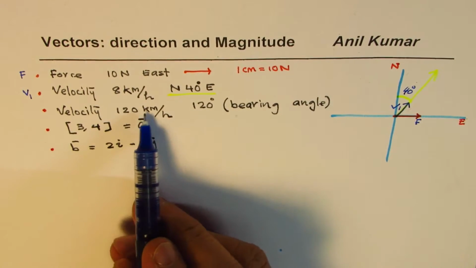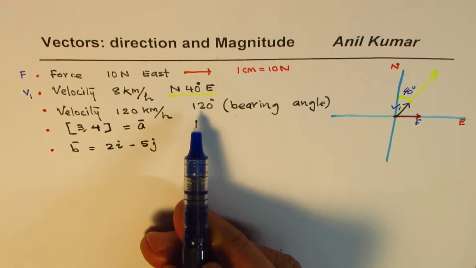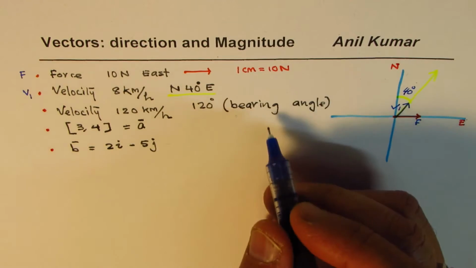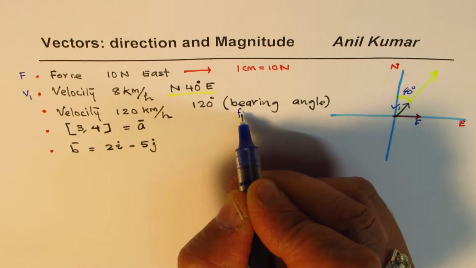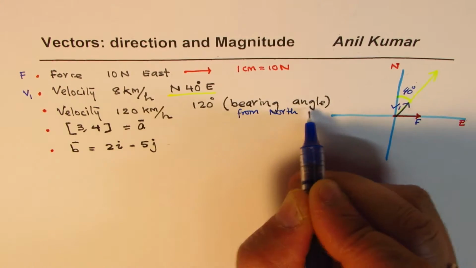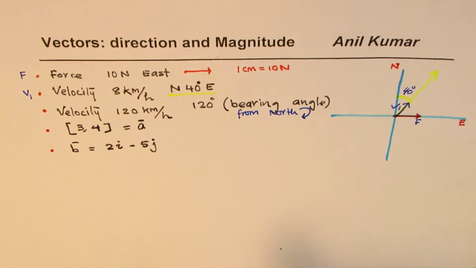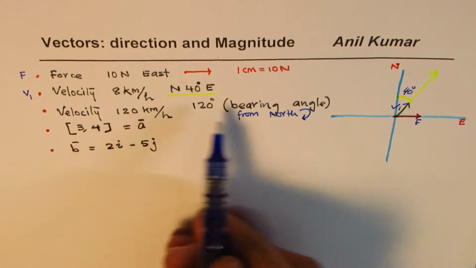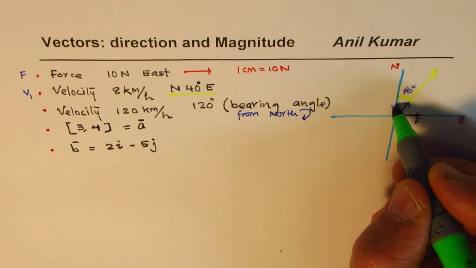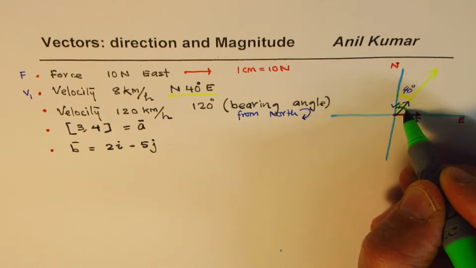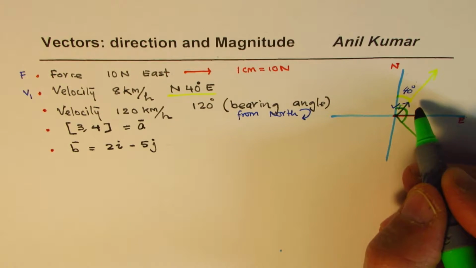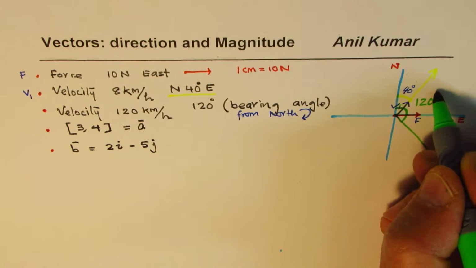Next is 120 kilometers per hour at a bearing of 120 degrees. Now what is the bearing angle? Bearing angles are from north always, and they are clockwise in this direction. So we have to do 120 degrees clockwise. This is 90, so 120 degrees will be 90 plus 30. So that direction here gives you 120 degrees. Do you see that?